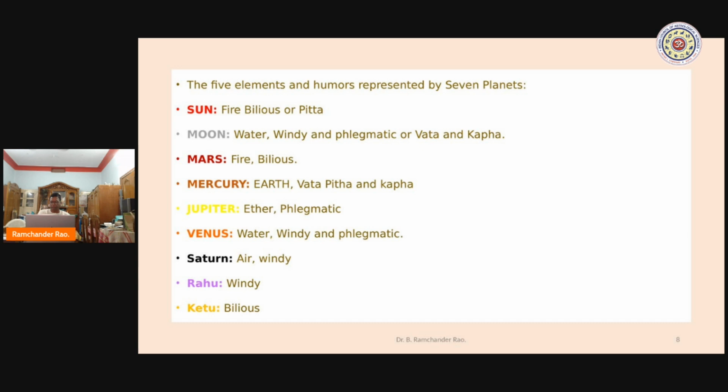The five elements of humans are represented with seven planets. Sun: fire, bilious. Moon: water, windy, phlegmatic. Mars: fire and bilious. Mercury: earth, vata, pitta and kapha. Jupiter: earth, ether, phlegmatic. Venus: water, windy and phlegmatic. Saturn: air, windy. Rahu: windy. Ketu: bilious. These things are fixed.